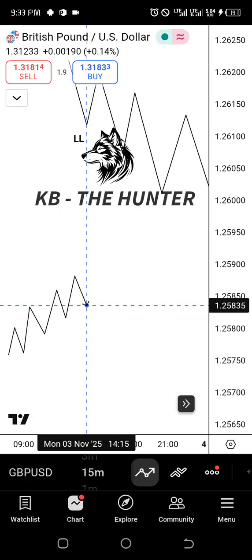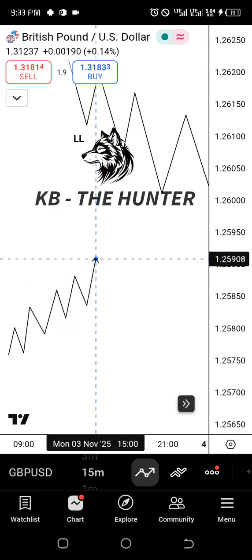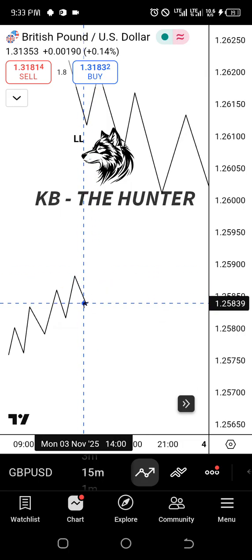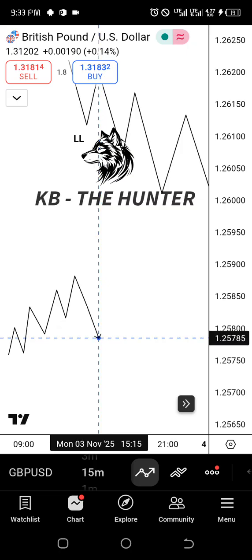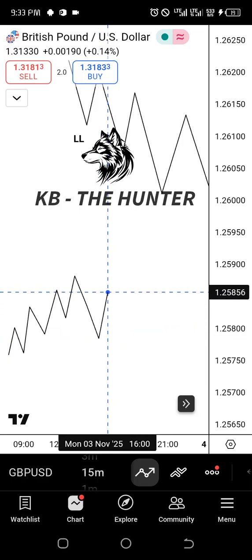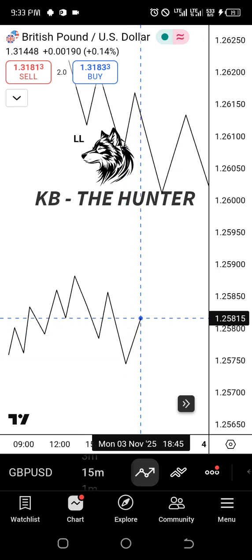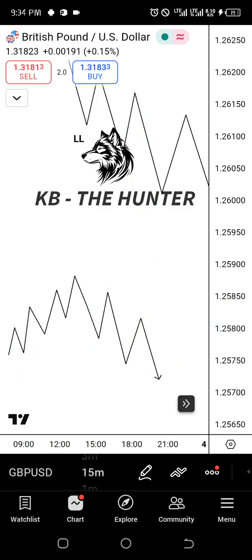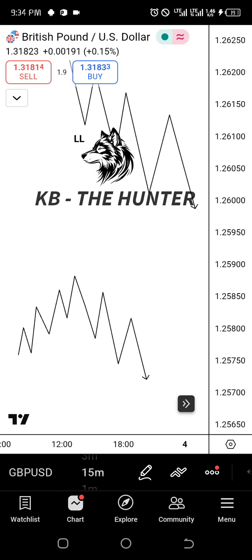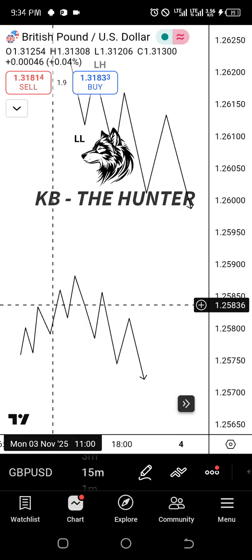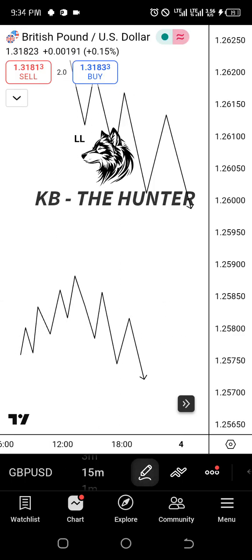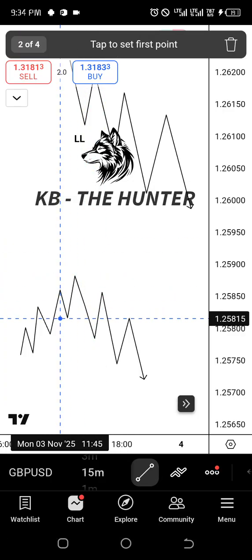If it's a higher low, the market is supposed to do something like this. But instead of doing this, the market did something like this, breaking this previous low, giving us a lower low, then a lower high, lower low, lower high, lower low. Now what happened here is that the market changed character, which means from being bullish, the market became bearish. So we call it change of character or market structure shift.